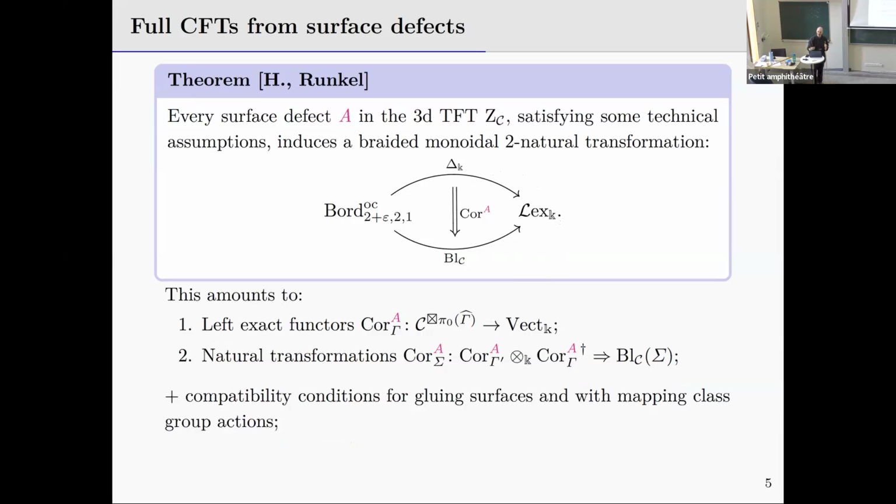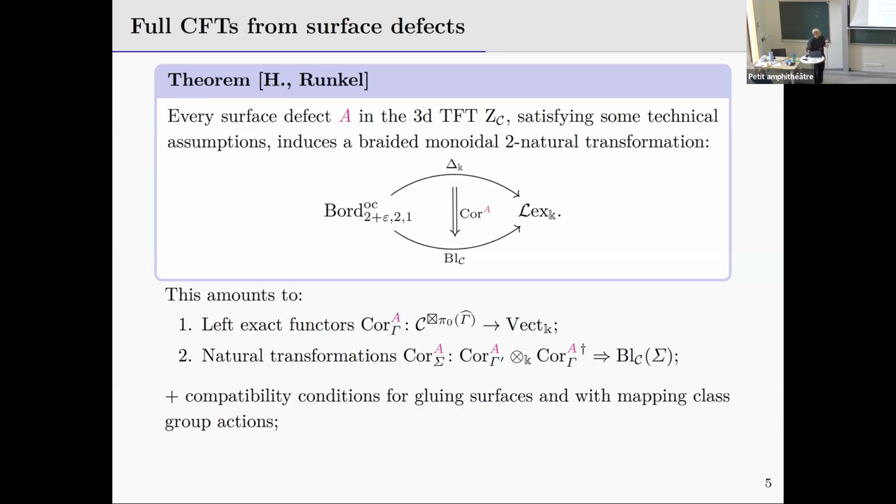But what I wanted to say is that this was just the data, but this data also needs to satisfy some conditions. And these conditions are precisely the compatibility with gluing surfaces as well as mapping class group invariants, which Ingo explained in his lecture today. So this is really just a very compact way of rewriting what Ingo had on the board today, essentially.